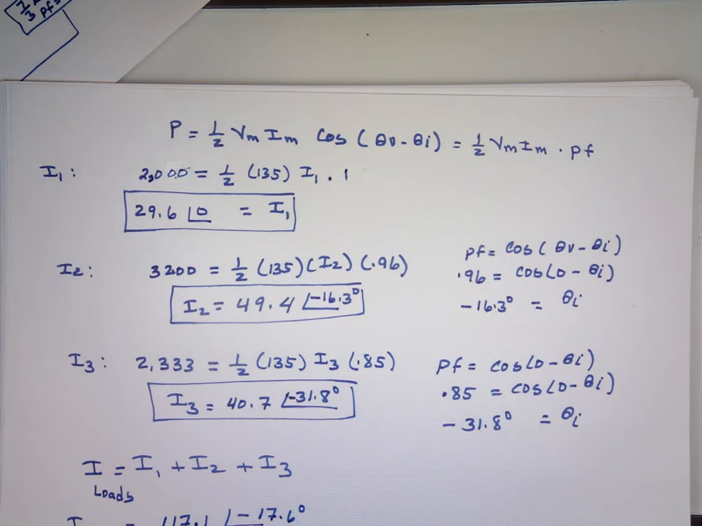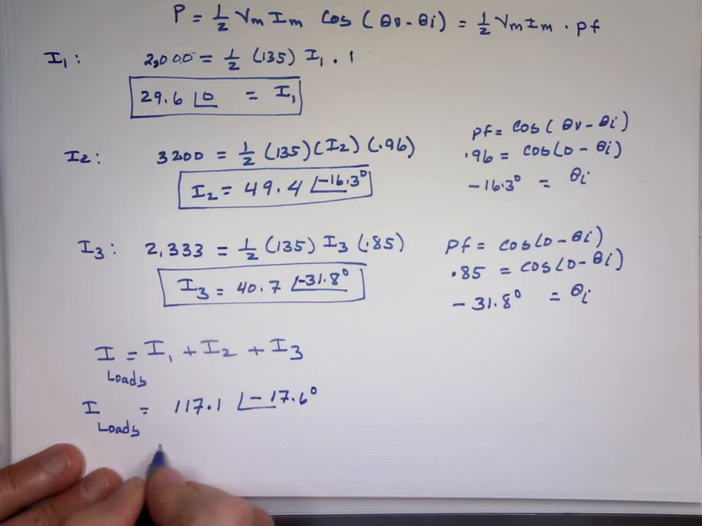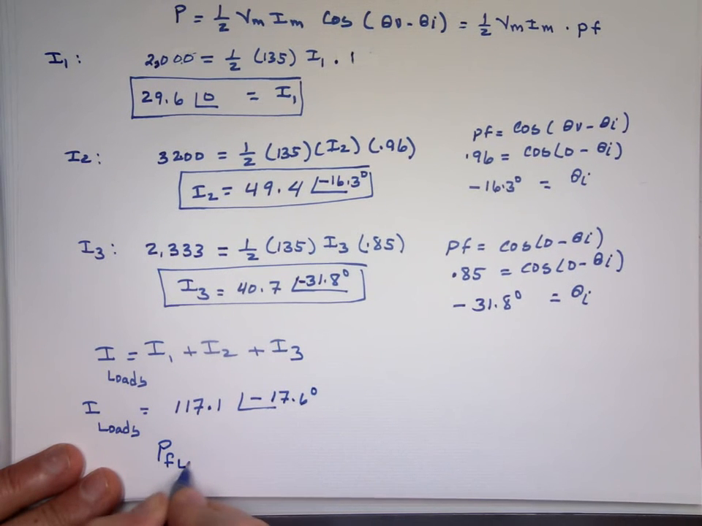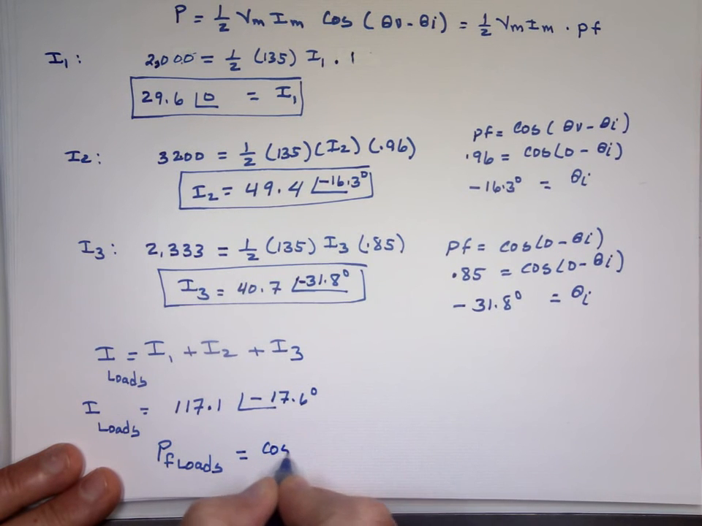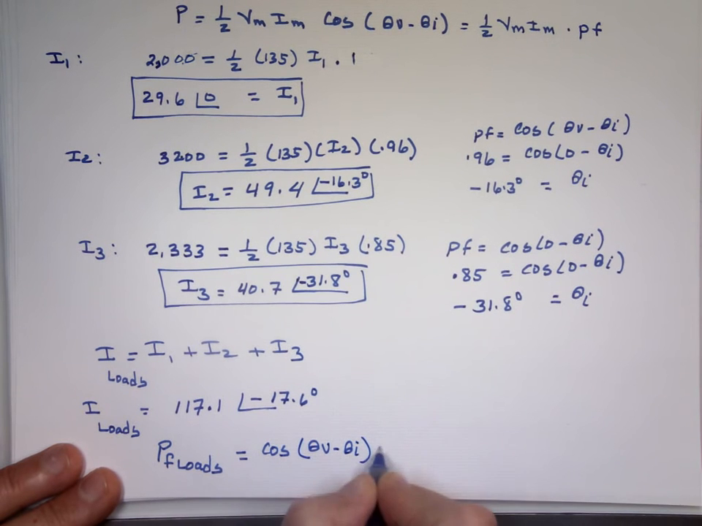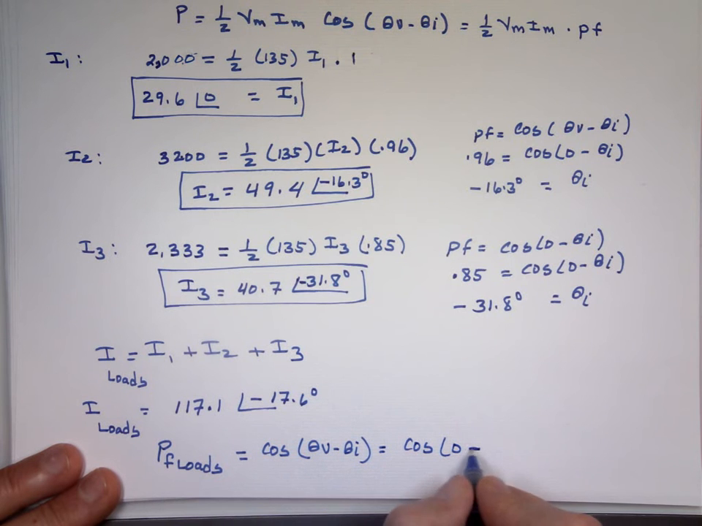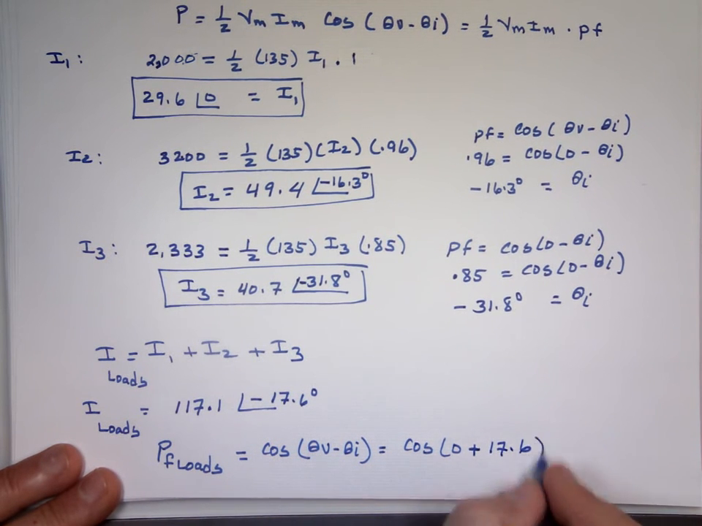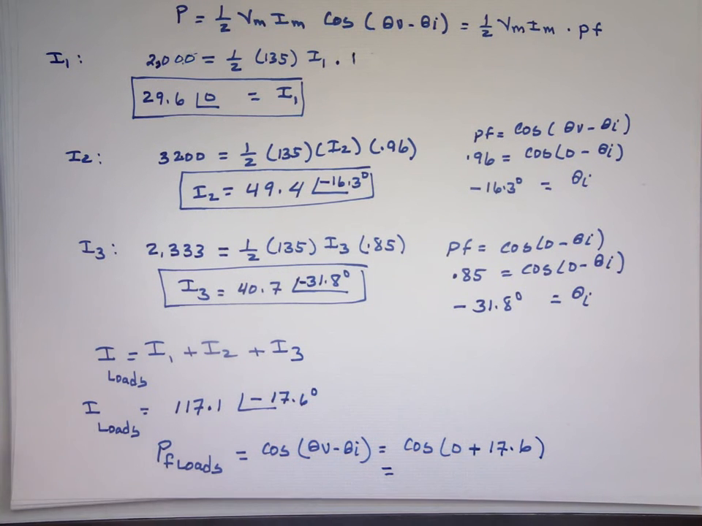And now I got my power factor. My power factor by all the loads combined is equal to cosine of theta V minus theta I, which equals cosine of 0 minus a minus, that's plus 17.6. Notice that's a positive value, which means lagging power factor. What is the cosine of 17.6? 0.953 lagging.